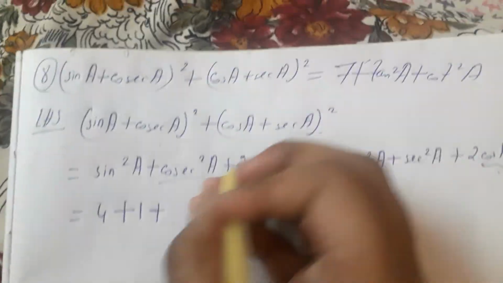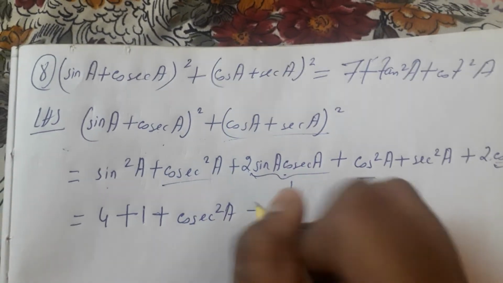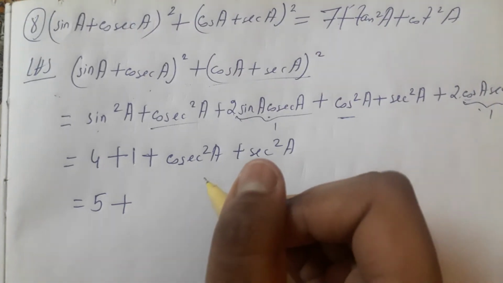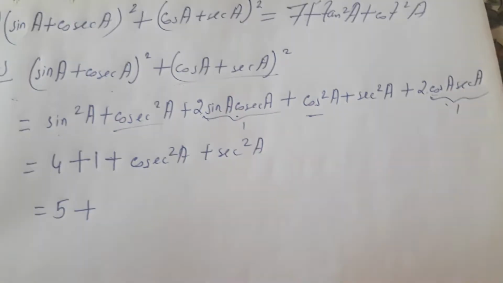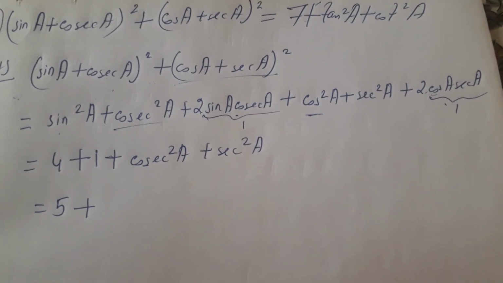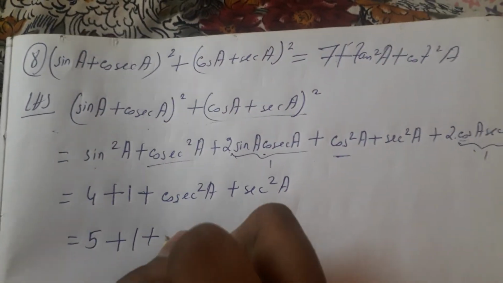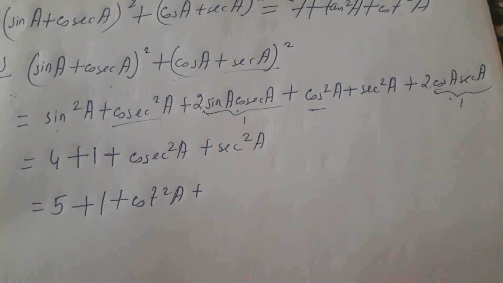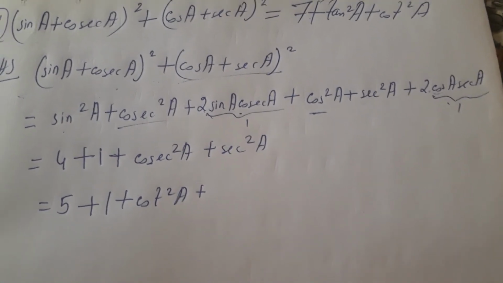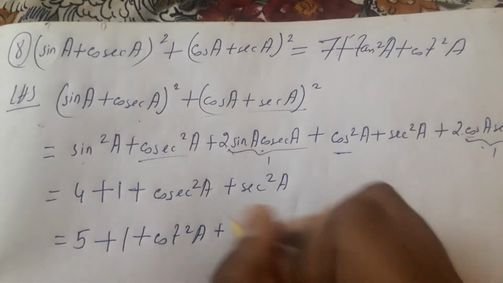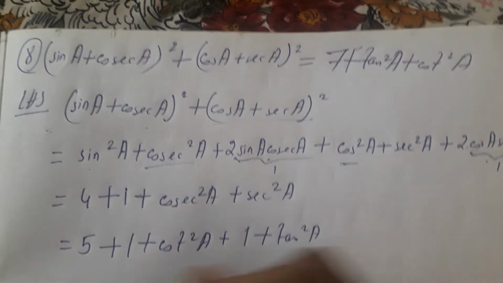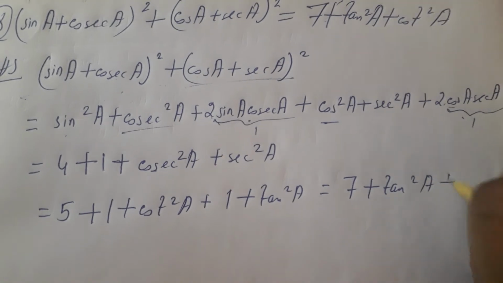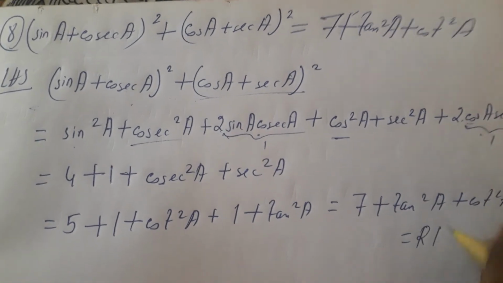Now here you will get cosec square a plus sec square a. So you will get 5 plus, now see, cosec square a: we know that cosec square a minus cot square a is equal to 1. So cosec square a means 1 plus cot square a. Now write 1 plus cot square a. Similarly here, in the case of sec square a, sec square a minus tan square a is equal to 1. So we can write sec square a is equal to 1 plus tan square a. Now see, 5 plus 1, 1. So this will be 7 plus tan square a plus cot square a, and this is your RHS.